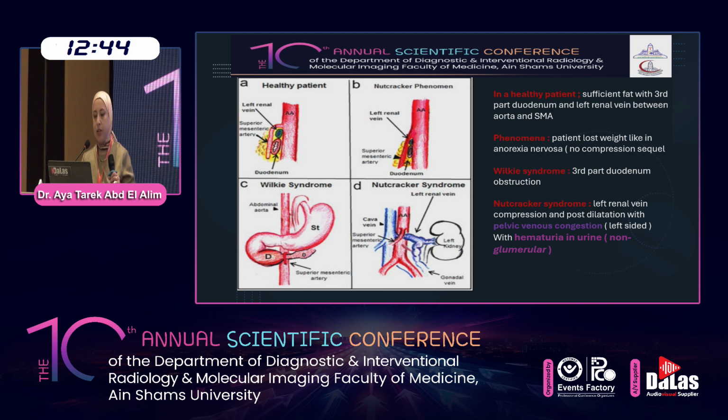In a healthy patient, sufficient fat with the third part of the duodenum and the left renal vein is seen between the aorta and superior mesenteric artery. In the nutcracker phenomenon, the patient lost weight, like in anorexia nervosa, with no compression sequelae or clinical symptoms. Wilkie syndrome is characterized by third part duodenum obstruction and dilatation. In nutcracker syndrome, left renal vein compression and post-dilatation with pelvic venous congestion, mainly left-sided, and hematuria, which is characterized in this case by non-glomerular type.